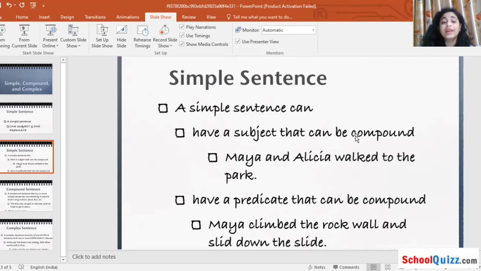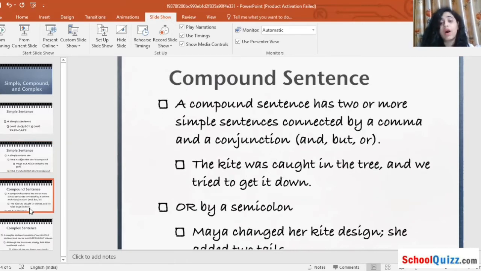So I hope you are understanding that it can have a compound word, but it can also be a simple sentence. A simple sentence can be made by combining two sentences with the help of the compound word, that is and. So a simple sentence is a very simple form of sentence, like Maya and Alicia walked to the park. I hope you agree that a simple sentence is a sentence which has one subject and one predicate.